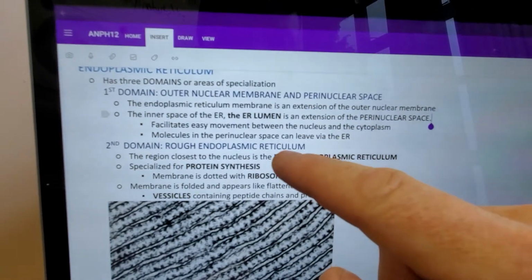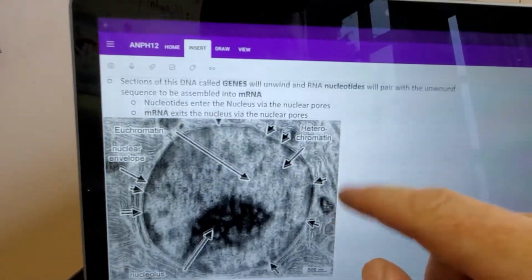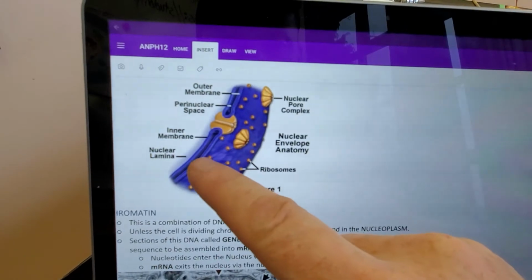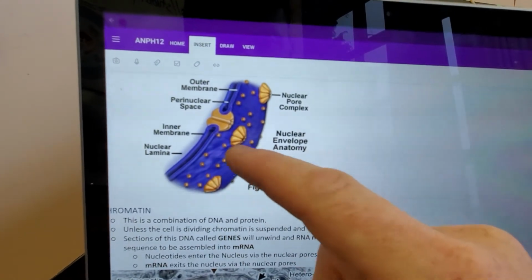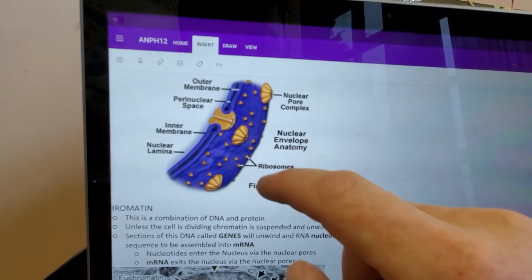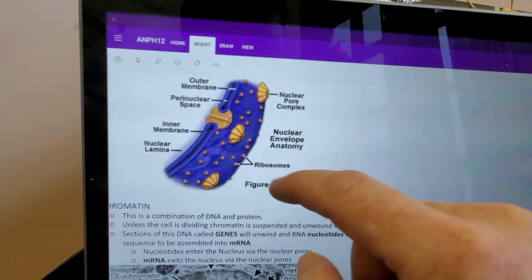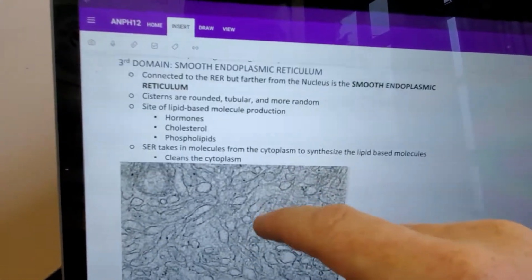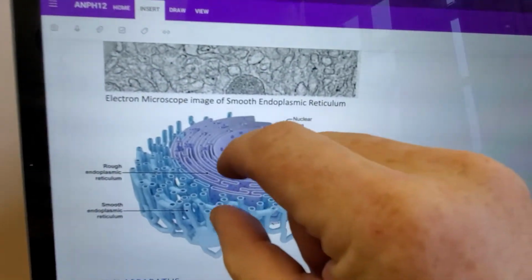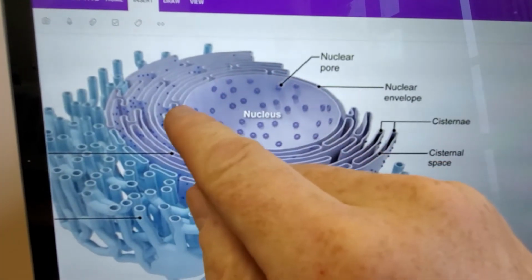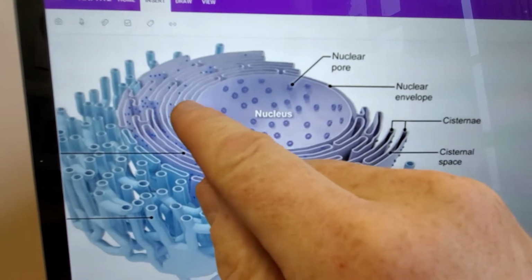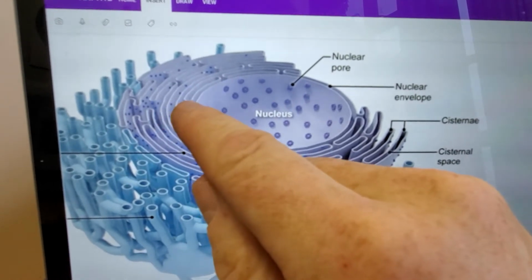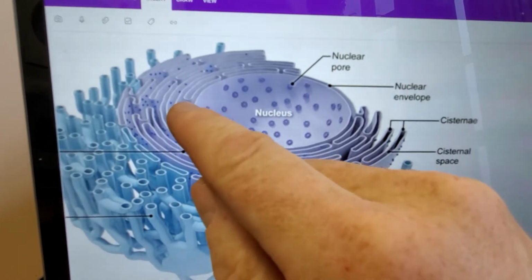And you can see it's connected to the perinuclear space, so you could actually go right into the perinuclear space. What happens is the perinuclear space opens up into the second domain. See, there's the perinuclear space, and it opens up into the second domain, which is the rough endoplasmic reticulum.